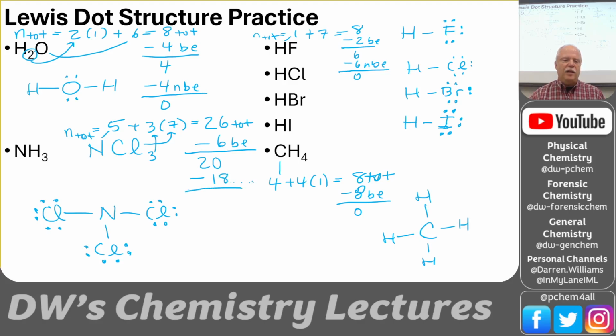So I'm just going to subtract those 18, and I've got 2 left. And then if I've got any left after that, I put them on the central atom. And so we're going to put those 2 on the nitrogen, and we're down to 0. So that's the Lewis dot structure for NCl3.